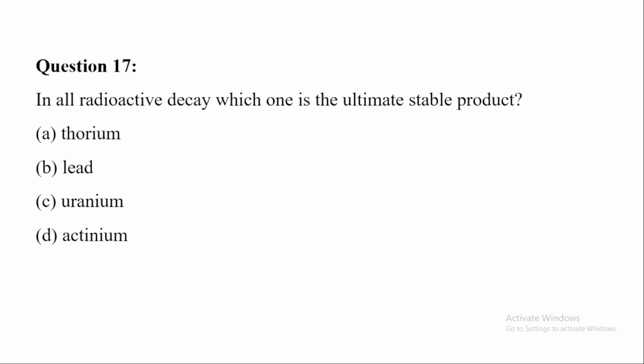83. Yes, 83. If you see all the other elements, thorium, uranium and actinium, the atomic number is above 83. Only lead has an atomic number below 83. The atomic number for lead is 82. So the answer for this question is lead. The stable product after the radioactive decay will be lead.